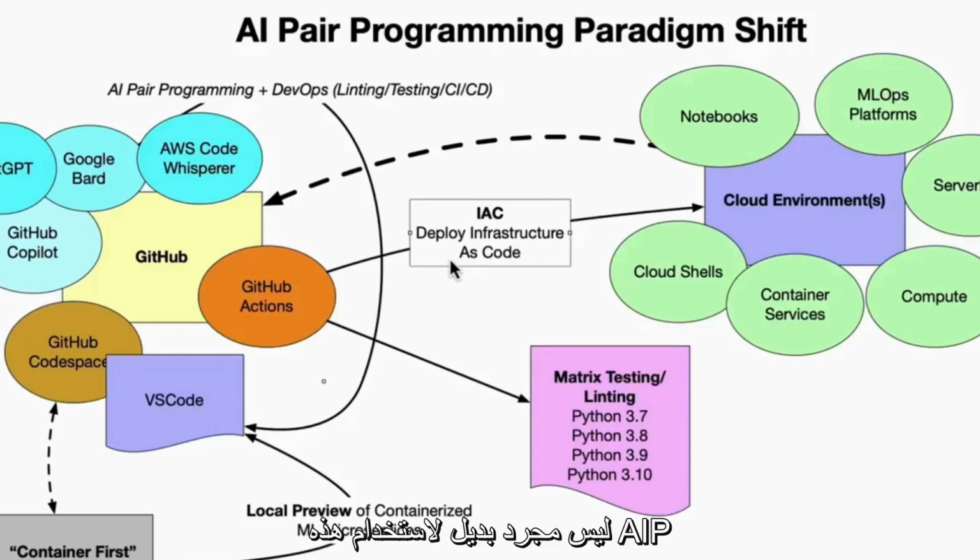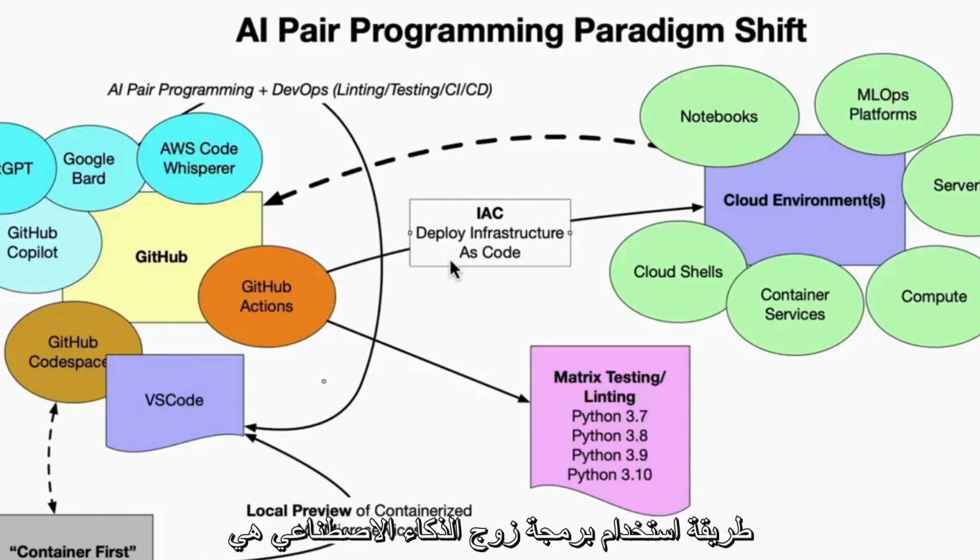So really, it's not just a replacement to use these AI pair programming tools. It's actually a synergy with the existing best practices that you're using. In fact, that's the best way to use AI pair programming, is to have these best practices of continuous delivery, continuous integration, and then enhance that with AI pair programming.